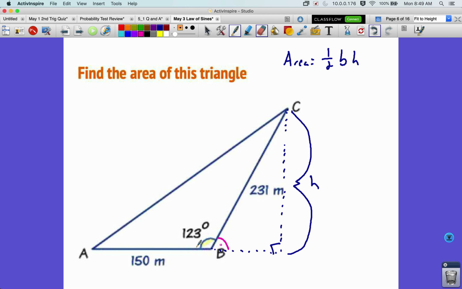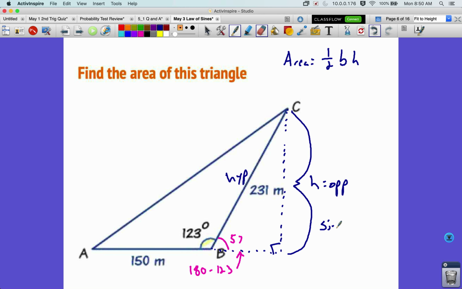Well, these two angles together make a straight line, or a 180-degree angle, so I can do 180 minus 123. 180 minus 123 is equal to 57. And now I've got an angle and a side length within a right triangle, so I can set up a little bit of trigonometry. So this is the hypotenuse. The height is the opposite. So opposite and hypotenuse, I'm going to use sine.